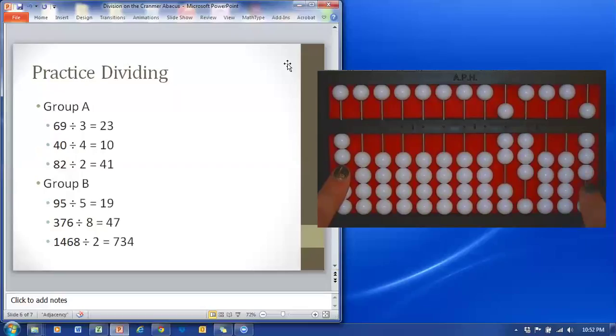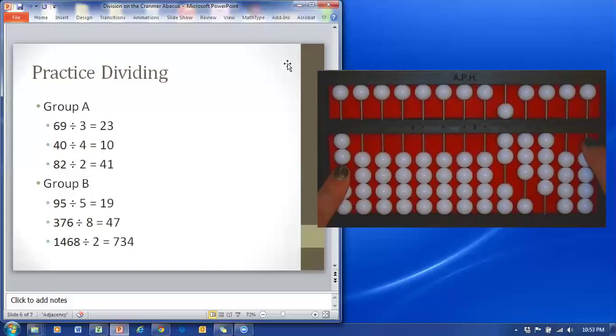Will 2 go into 8? It does, 4 times. So let's move over 2 columns and place the 4. 2 times 4 is 8. Subtract off the 0, 5, 6, 7, 8. My answer then is 734, remainder of 0.